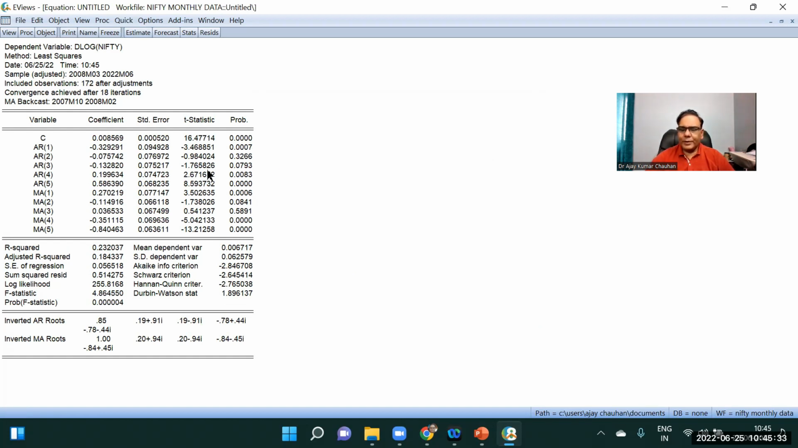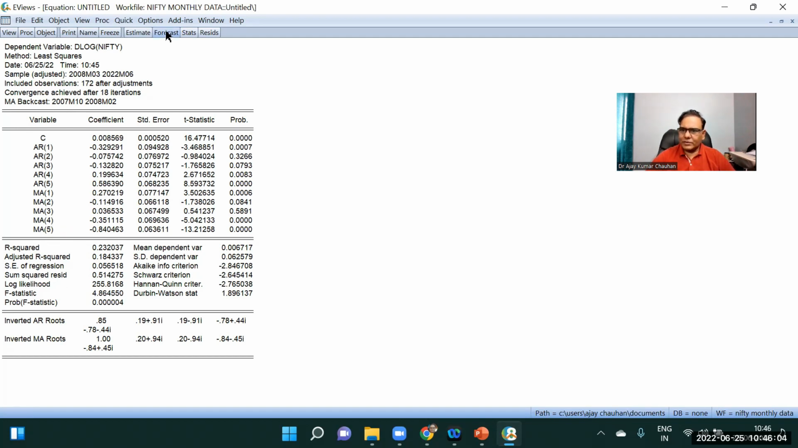Now once you make your model, suppose we finalize this model. We can try 6, 7, 8, 9, it is not a problem. But somewhere you have to stop. So after doing this, highest R square is 23%, and this is the lowest AIC. And then we can go to the forecast.